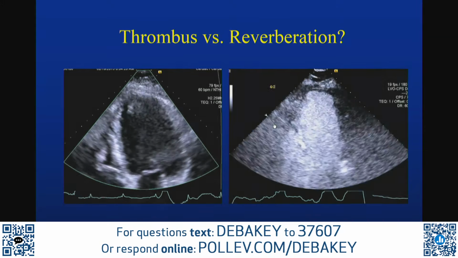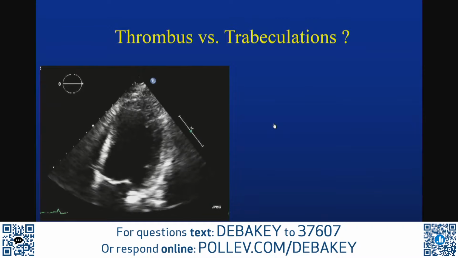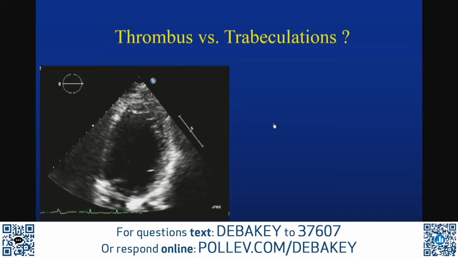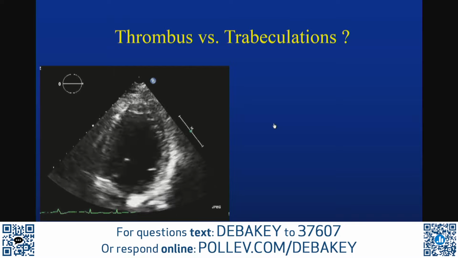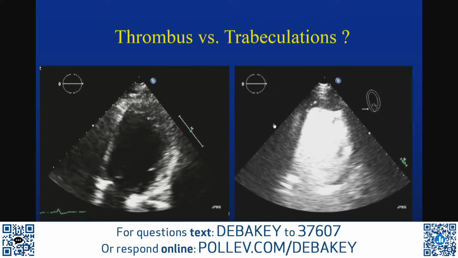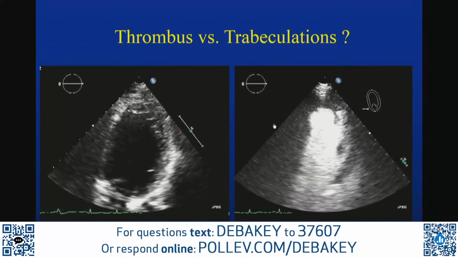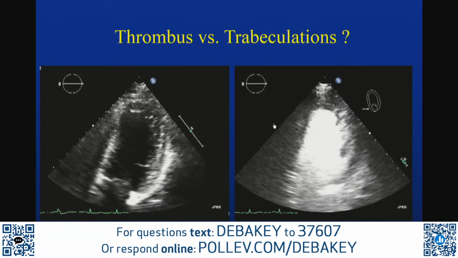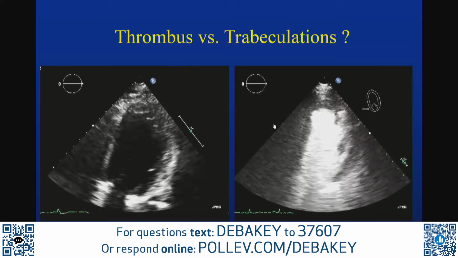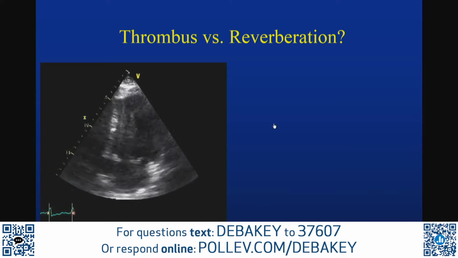Okay? Let's take another case. Thrombus versus trabeculations. You decide. It seems to me like trabeculations. However, that's what you see. It is a definite thrombus in the apex. How about another case? Thrombus versus reverberations.